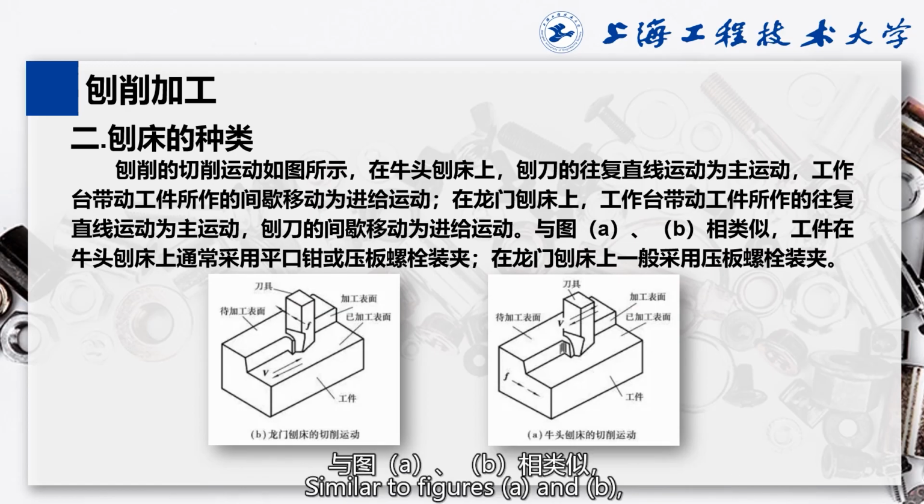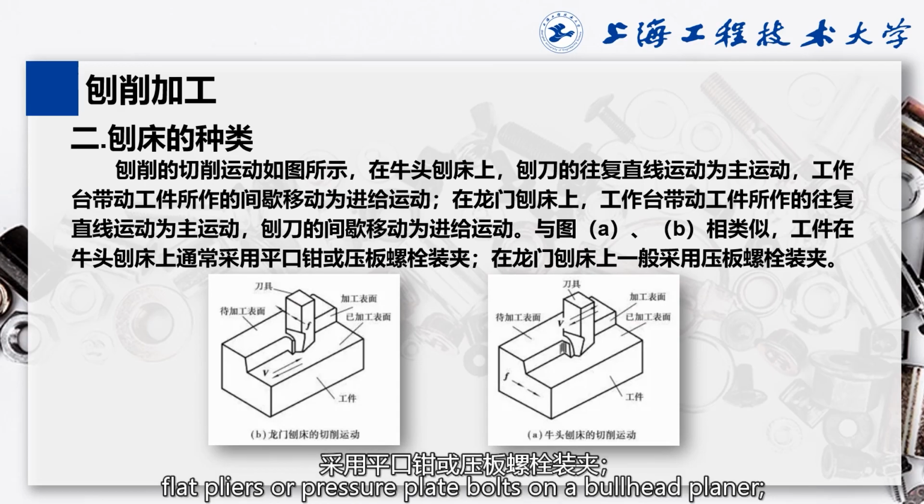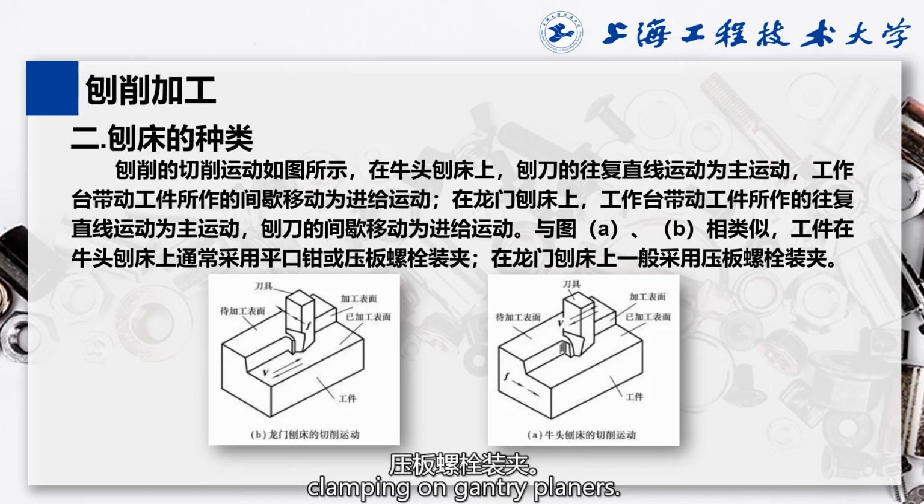Similar to figures A and B, the workpieces are usually clamped with flat pliers or pressure plate buoys on a bullhead planer. Generally, the pressure plate buoys are used for clamping on gantry planers.